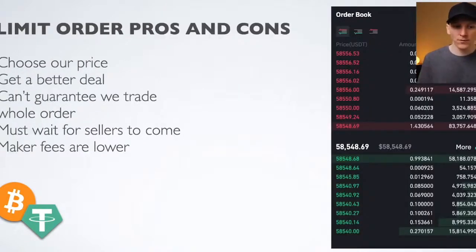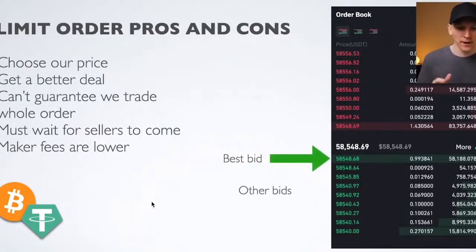What are the pros and cons of limit orders? Well, we can choose our price. We can join the best bidder, or we can just come somewhere down here and say, you know what, I'm going to wait for the market to jump around. I think I can get some cheaper Bitcoin. So I'm going to pay $40.92 instead of $48.68.